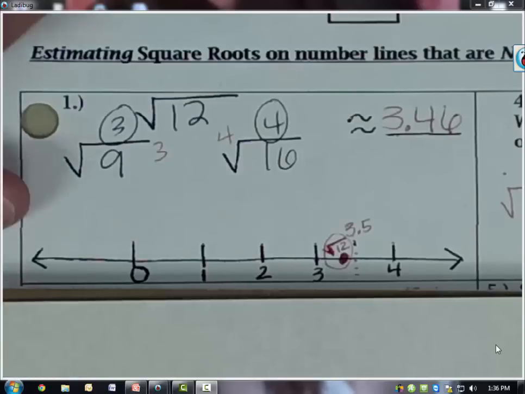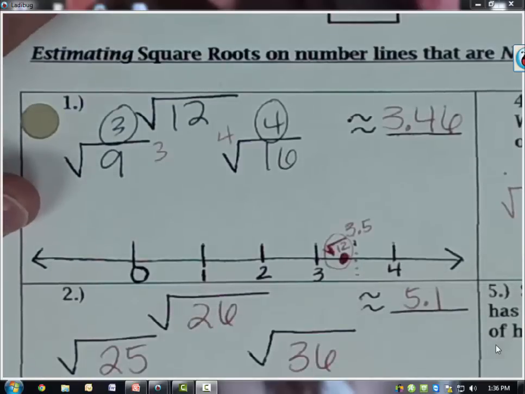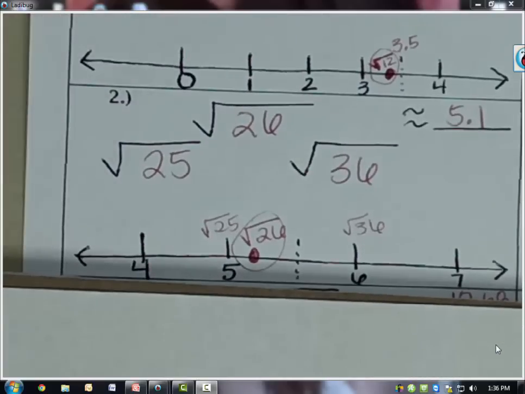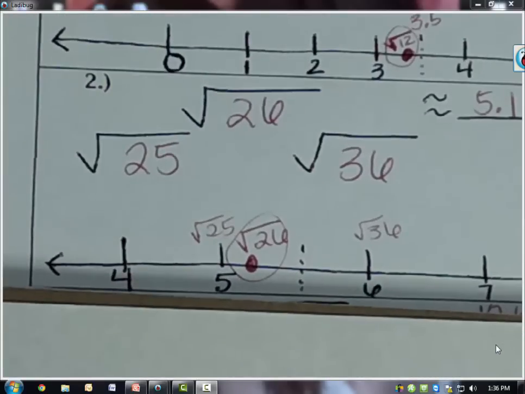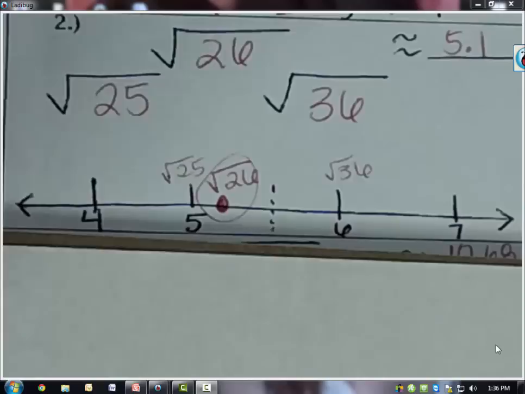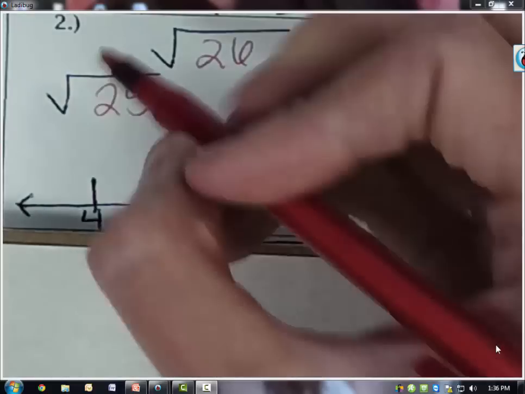Alrighty, so the next one. On number 2, I'm going to zoom in a little bit. We have the square root of 26. In the calculator it is approximately 5.1. I know it's in front of the approximate, but that's it. So the square root of 25 is 5.